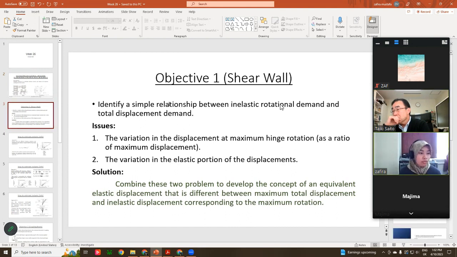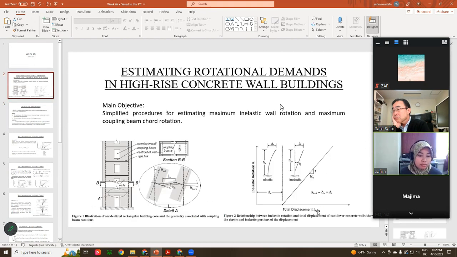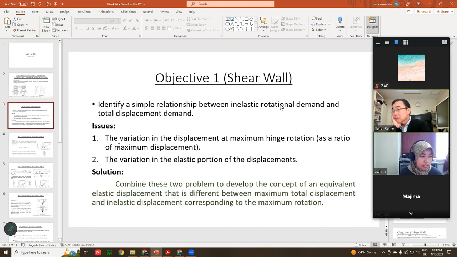So they have two objectives. First is considering the shear wall, and another one is considering the coupling beam. The first one is to identify the simple relationship between inelastic rotation demand and the total displacement demand. Because if we can see here, the total displacement is considering inelastic and elastic. And the issue is the variation in displacement at the maximum hinge rotation as a ratio of maximum displacement, and secondly, the variation of the elastic portion of the displacement.